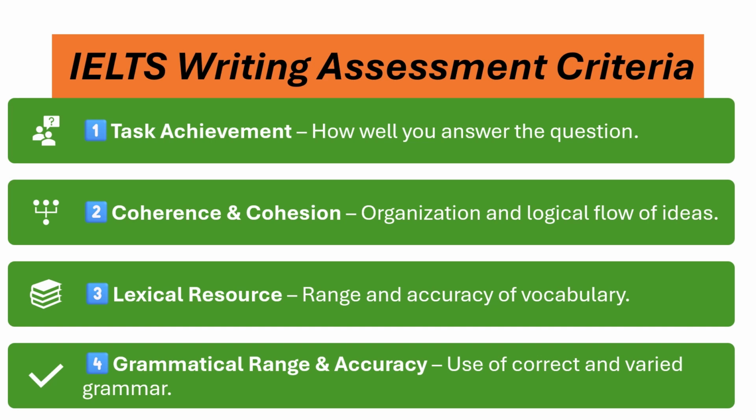And the last one is grammatical range and accuracy. This focuses on correct grammar usage and sentence structure. Strong writing demonstrates a mix of different sentence types and correct tense usage. Each of these areas is equally important, and improving your skills in all 4 will help you achieve a high score in the writing test.